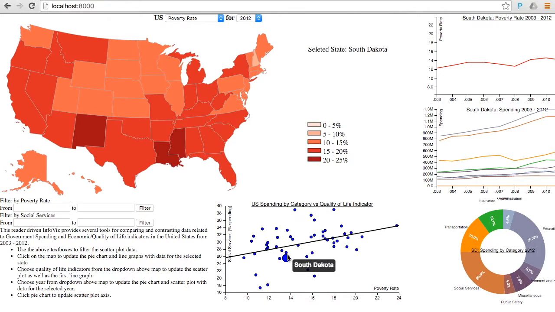To the left of the pie chart, you can see that we have a scatter plot. And what this is, on the y-axis, we have social services. So the y-axis changes based on what spending category you want to look at. And the x-axis is going to be the quality of life indicator that you want to look at. So right now it's poverty rate, but we can change it to unemployment rate and the rest of the other ones. And then each dot in the scatter plot is a state. So for example, the current state is South Dakota, so it's the biggest bubble. And we can see what poverty rate it has, and then how much it spends in social services.